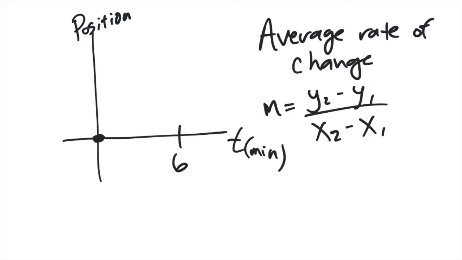It doesn't have to be in minutes. It could be hours. That's a pretty common thing for us. After 6 minutes, you've gone 5 miles. So the position is going to be talking about how many miles you have driven down the road. And so you have some kind of a point right up here.